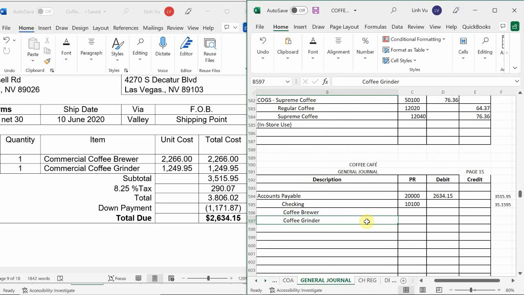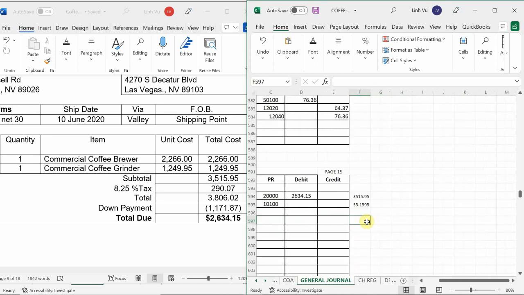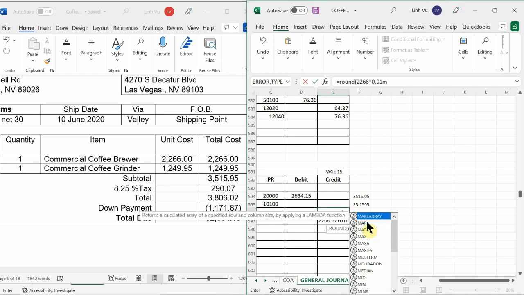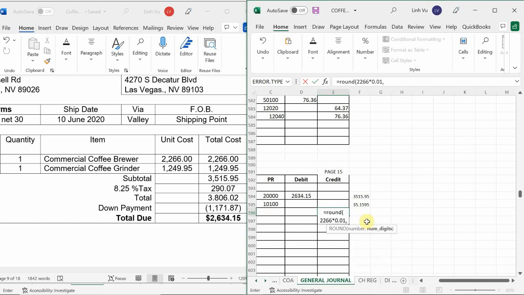You have to multiply the 1% to each one. So in this case, I have to figure out what 1% of each item is. So in this case, my coffee brewer. Okay? I'm going to go ahead and just type it in here. My coffee brewer costs me a total of $2,266. And I need to multiply that by 1%. So how much is going to be my discount for my coffee brewer?